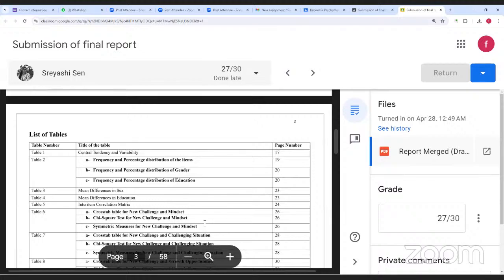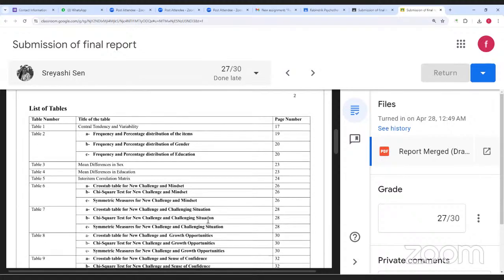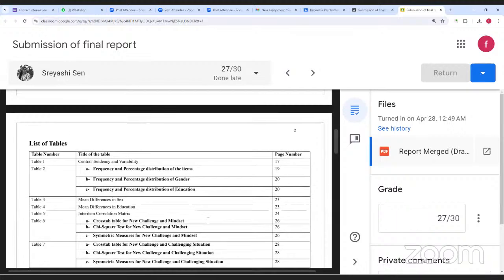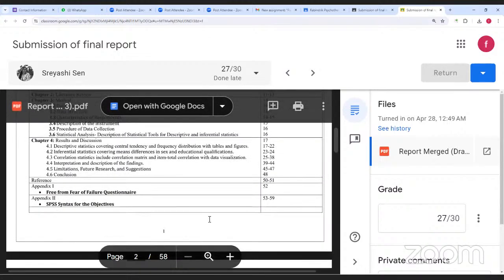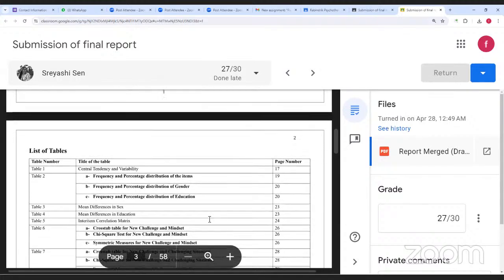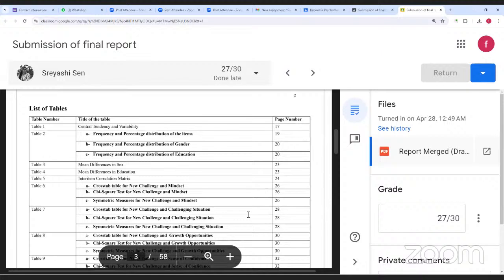Next is the list of tables, but this list of tables will be after the contents. She has done it maybe after the appendix, I am not sure. After the index. Okay, index. So after the contents, she has written the list of tables, and next is the list of figures. Please follow the manner in which she has written: table 1, table 2, table 3, table 4, table 5, all those things. Very systematically she has written.